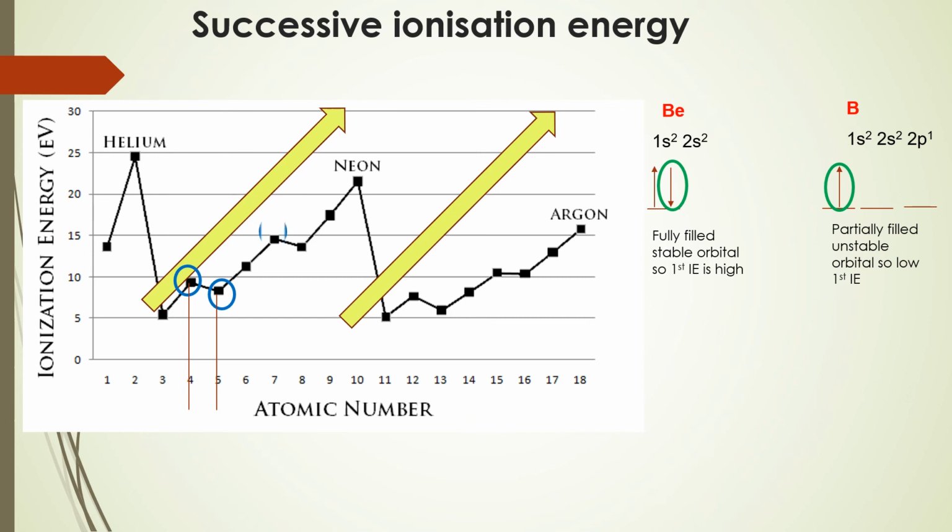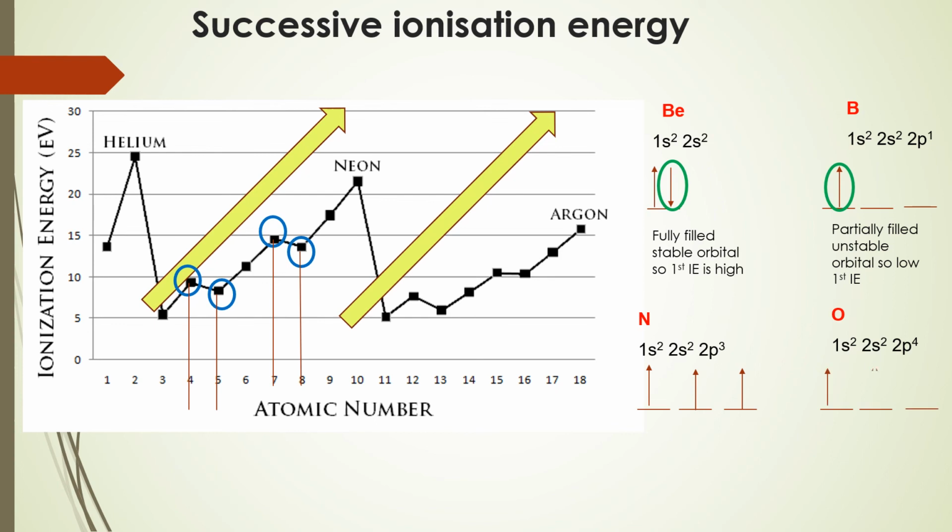Okay, let's look at some more examples. We have a fluctuation here between atomic number 7 and atomic number 8. Let's see what these atoms are. Atomic 7 is nitrogen, whose configuration is 1s2, 2s2, and 2p3. So let's look at the valence orbital, which is 2p3. This is how the three orbitals are placed. While in oxygen, which is atomic number 8, you have the configuration of 2p4.